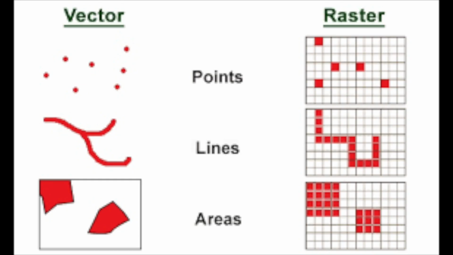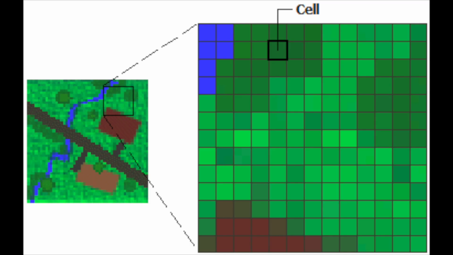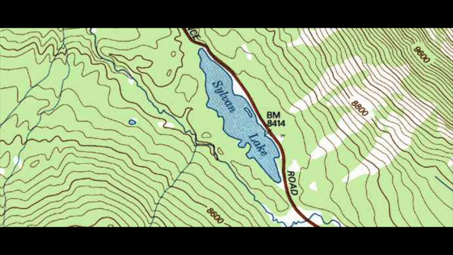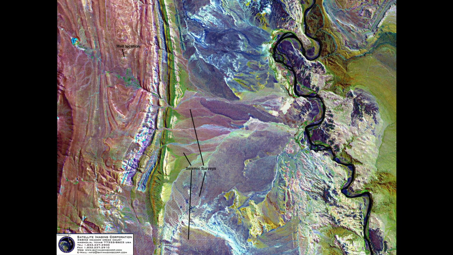A raster model depicts information using an XY grid matrix. Each pixel on the grid is called a cell. Each cell represents one value of data. Examples of raster models are maps for topography and satellite imagery.